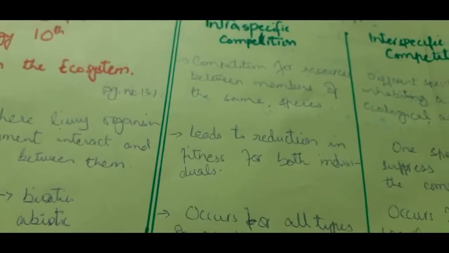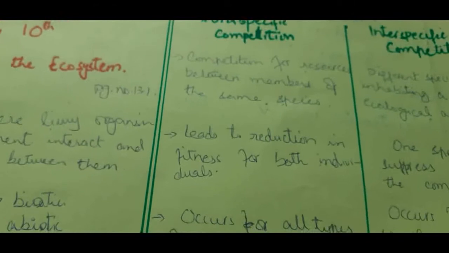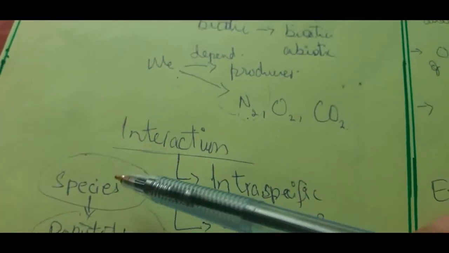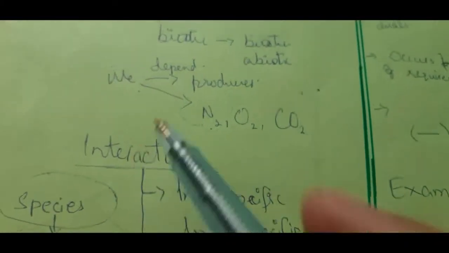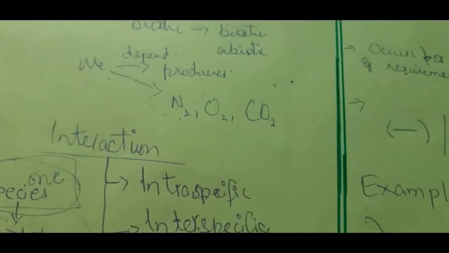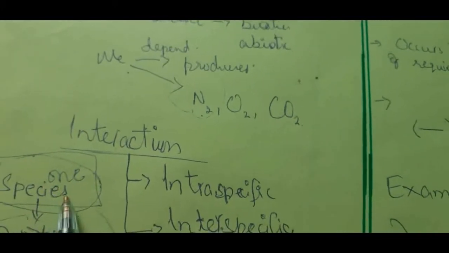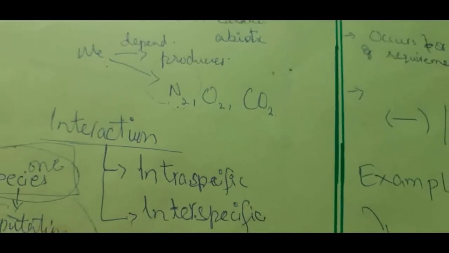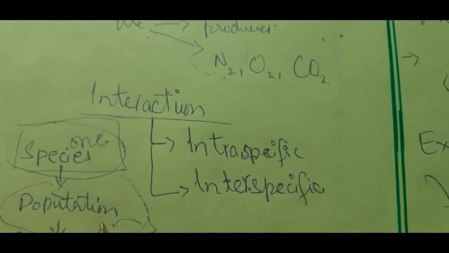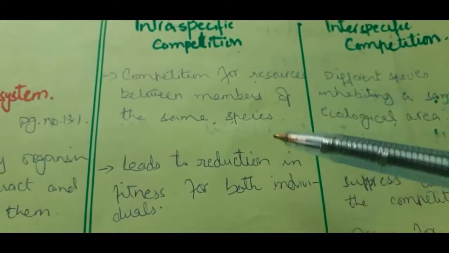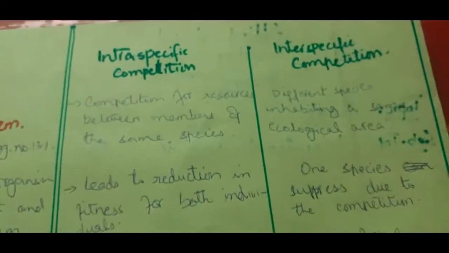So whenever there is the interaction between the same species or within a population, population means not many species, only one species, but a number of these species, or hundreds or thousands of the same species living in an area, is called a population. So when they compete with each other, when they interact with each other, we call it intraspecific interaction.